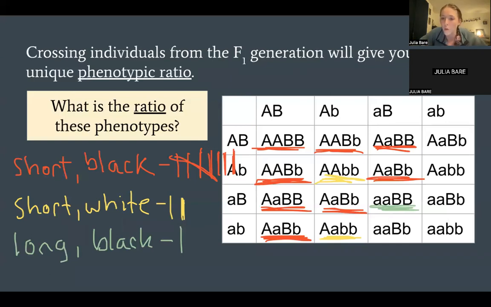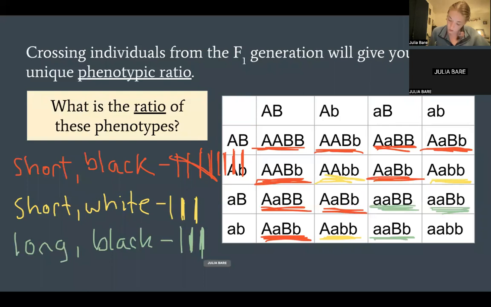The idea is we want to figure out what is our expected ratio of phenotypes in these offspring. Okay. All right, let's keep going through this. We've got big A, big B. So that's going to be short and black. We've got big A, little b, so that's going to be short with white hair. We've got little a, big B, which is going to be long with black hair. Little a, big B, which is going to be long with black hair.